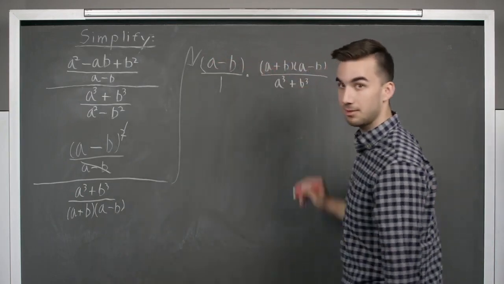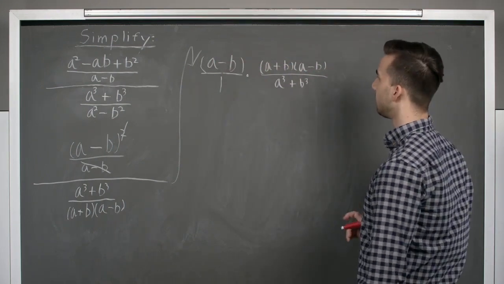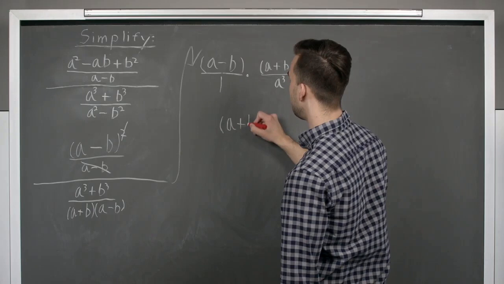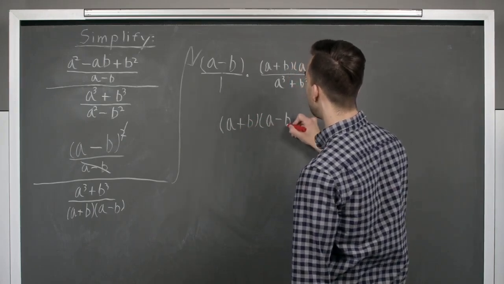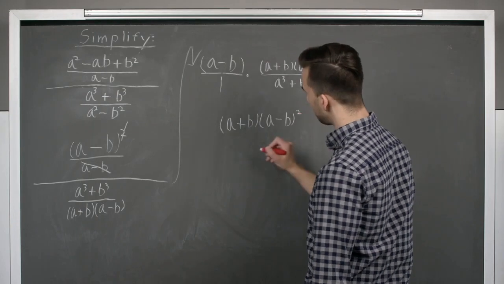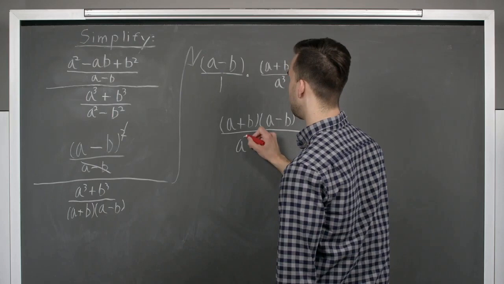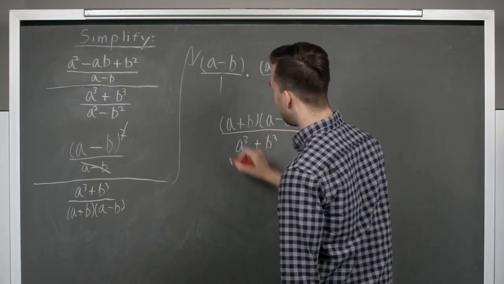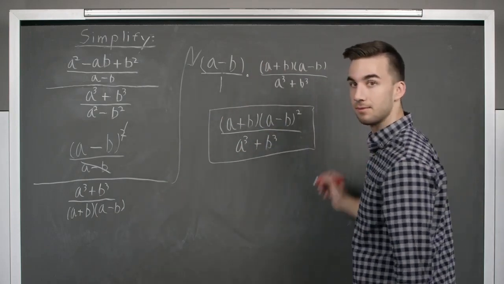So if we multiply this, we can combine the like terms here. We have a plus b times a minus b squared, right? All over a to the power of 3 plus b to the power of 3. And that is our solution for this example.